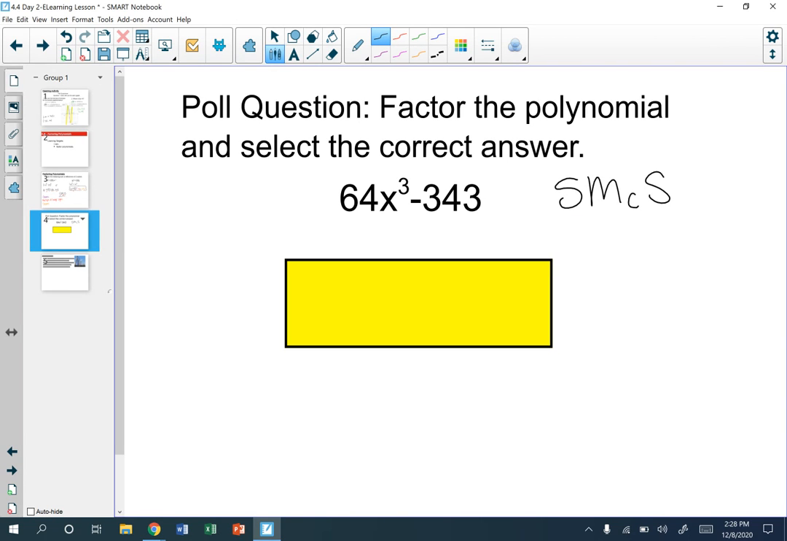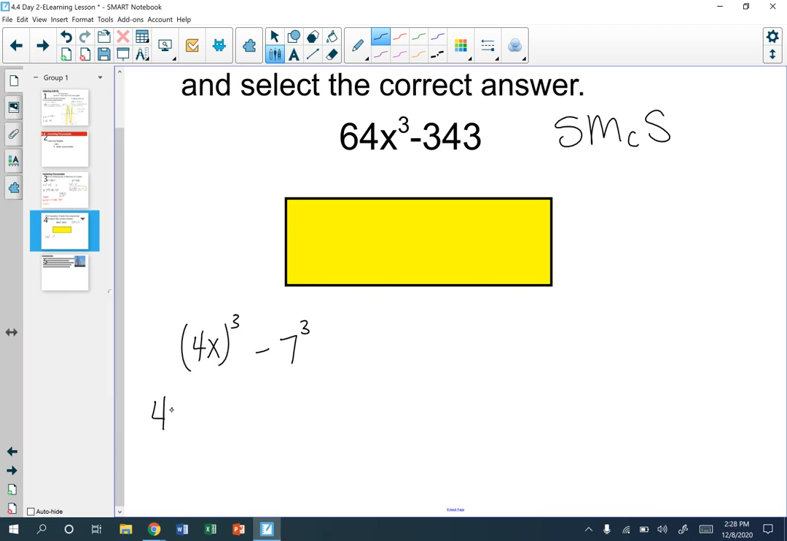I want you to go ahead and try this one on your own. So pause the video and try this out. So first step, we take the cube root, which again, if you don't know the cube root, that's totally fine. Use your calculator. Cube root of 64 is 4, and then x, so I'm just going to rewrite it as that, minus the cube root of 343 is 7. So I'm going to take out one of each, so I have 4x minus 7.